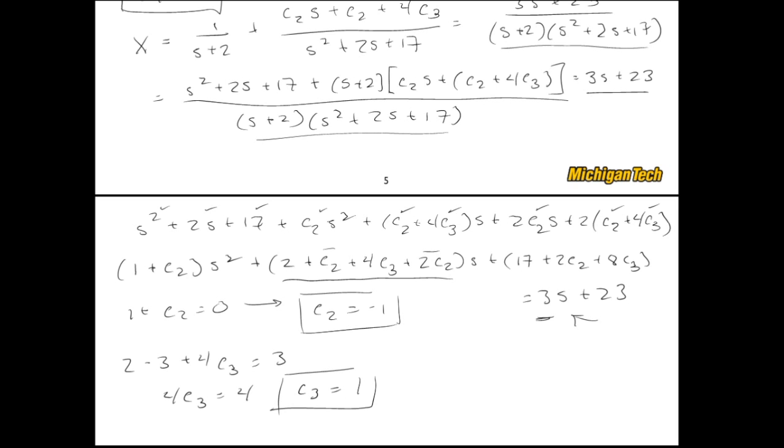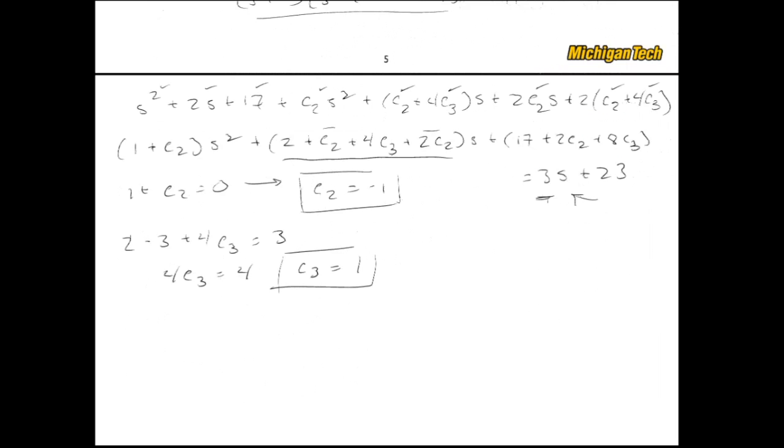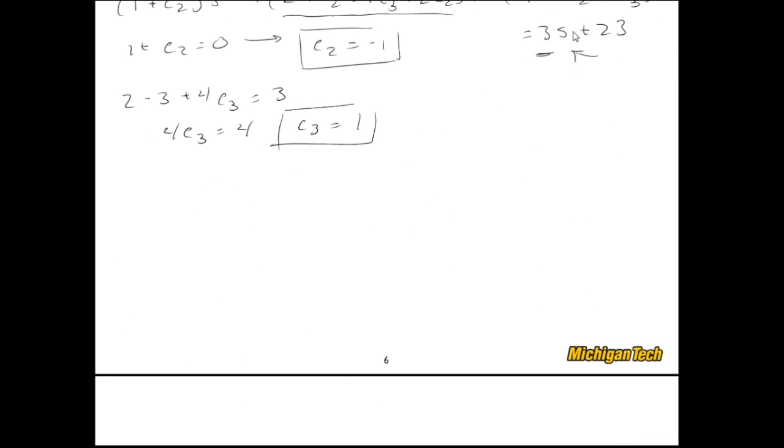Okay, so let me give myself just a little bit more room. And now we can write out the whole solution. x of t equals, let's see, our first coefficient was 1, so that is e to the negative 2t. Our second coefficient, C2, is negative 1, so that's e to the negative t cosine 4t. And plus another 1, e to the negative t sine 4t, times, like so.